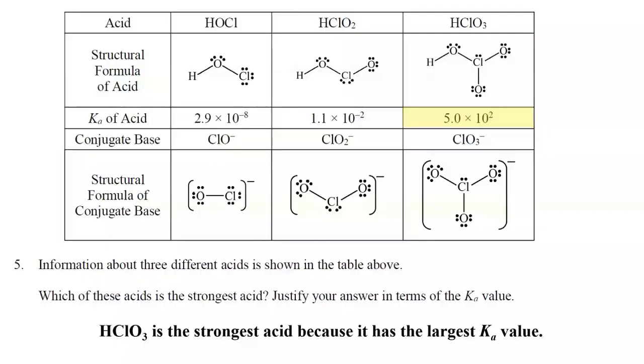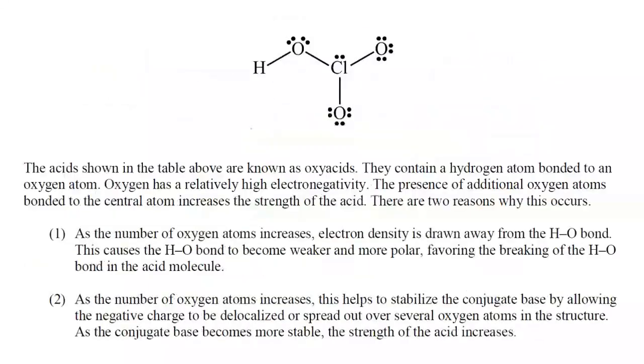Let's take a look at the structural features that would explain why having additional oxygen atoms bonded to the central atom increases the acid's strength. So the acids shown in the table above are known as oxyacids. They contain a hydrogen atom bonded to an oxygen atom, and oxygen itself has a relatively high electronegativity. So it's not the central atom, the chlorine.